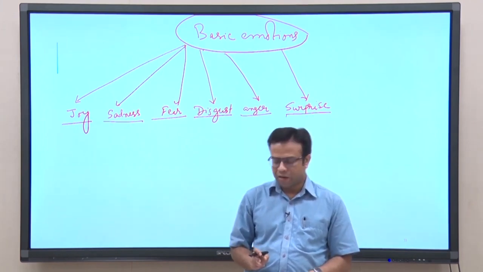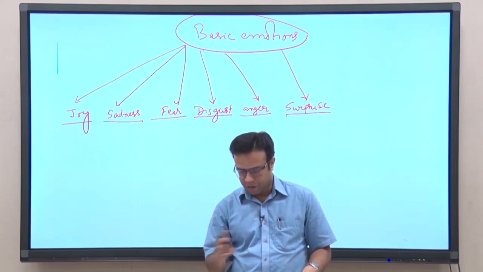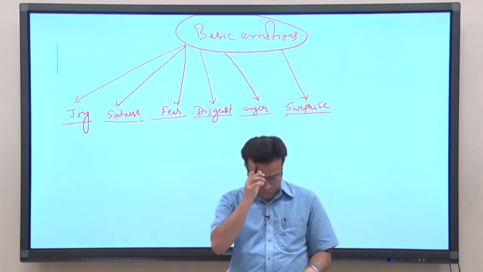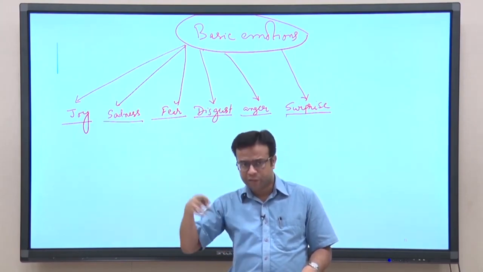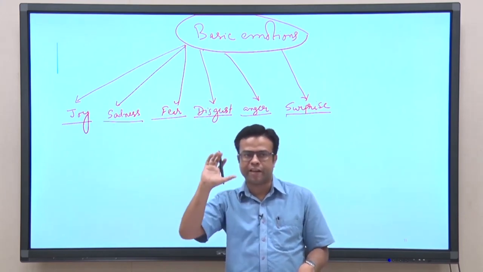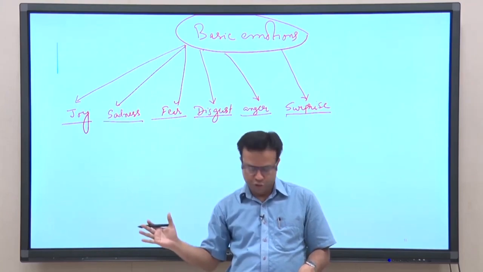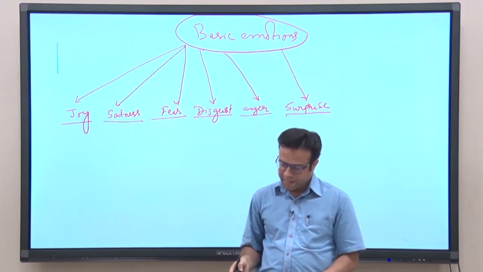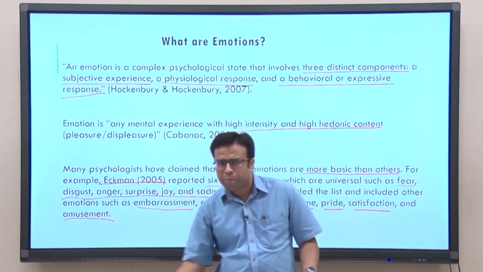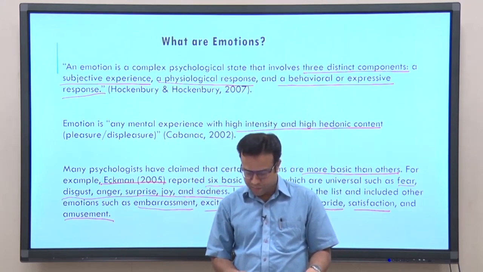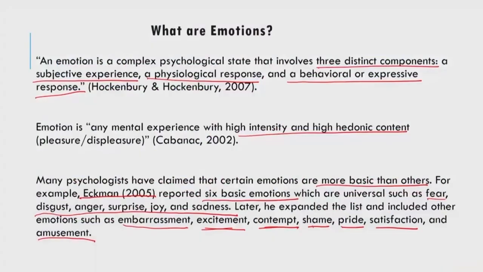So according to Paul Ekman, these are six basic emotions that we all experience universally across cultures, and they are very fundamental. We may experience very complex emotions by combining all these emotions, and we can experience many other kinds of emotions also. He also later added many other emotions, but they may not be as clear-cut as these six basic emotions. These are embarrassment, excitement, contempt, shame, pride, satisfaction, etc.